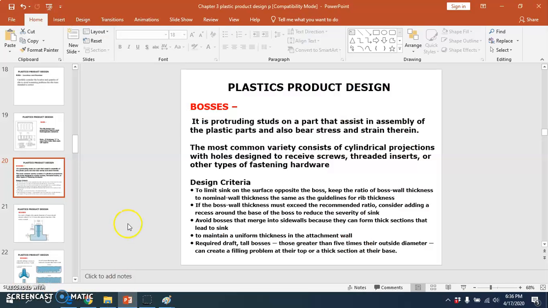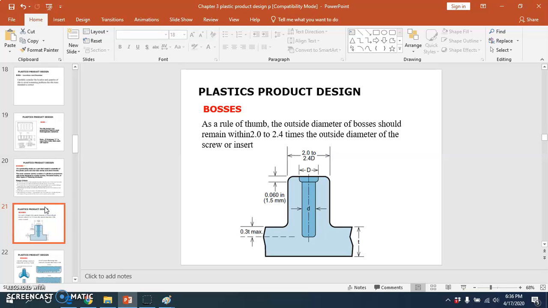Alright, this is some design criteria for bosses. You can read it. Orang tengah buat recording. As a rule of thumb, the outside diameter of bosses should remain within 2 to 2.4 times the outside diameter of the screw or the insert.